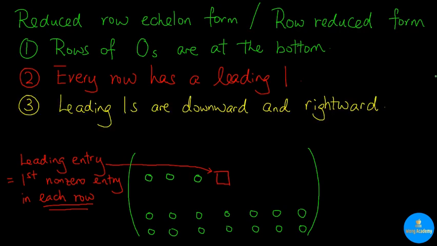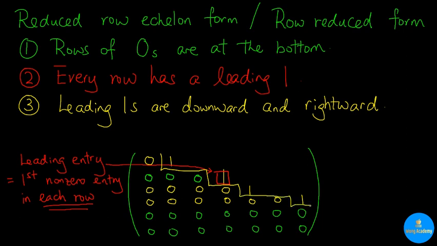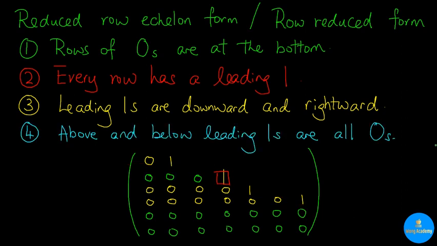Third, all the leading ones are arranged in a downward and rightward staircase form, like this. We can see that all the ones are arranged in a downward and rightward direction, like a staircase. Lastly, in a column that contains a leading 1, all other entries in that column must be zeros, like this.